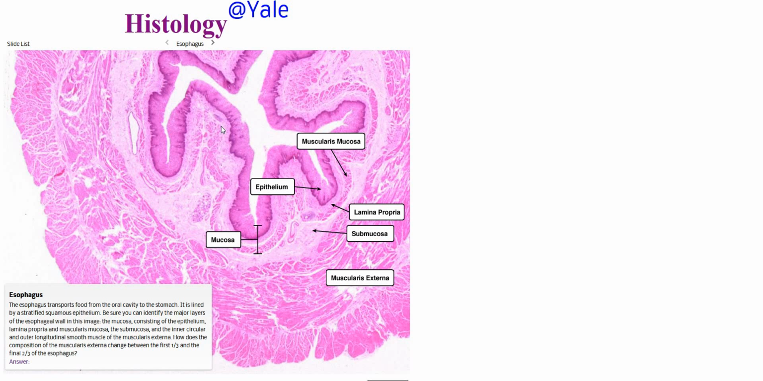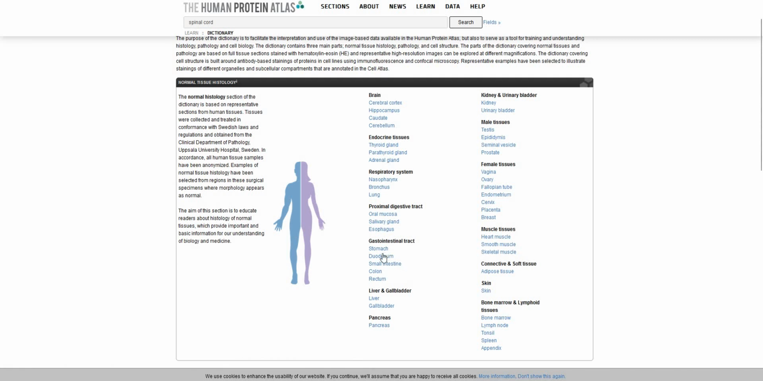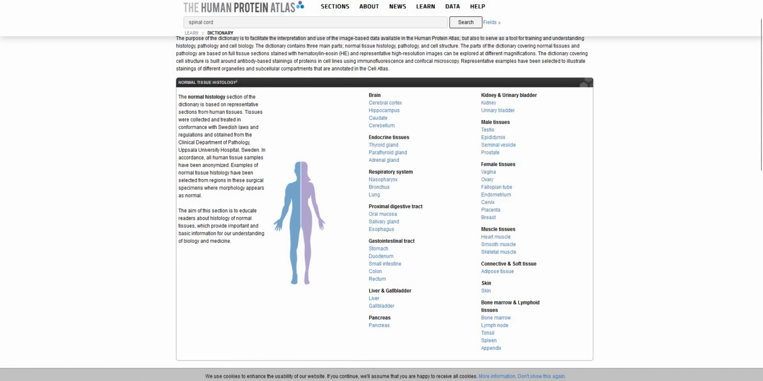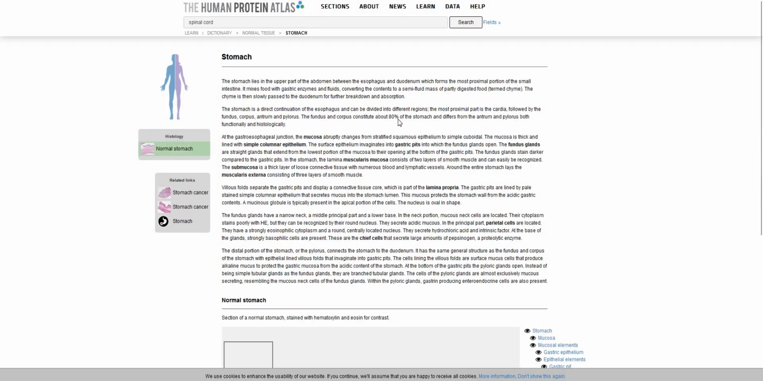So I want to focus today on the stomach. Yes, the oral cavity and the esophagus are still part of the digestive tract, but the most different histology to look at is going to be found within the GI tract itself. So we're going to start by looking at the Human Protein Atlas. They have a really nice stomach section for us.